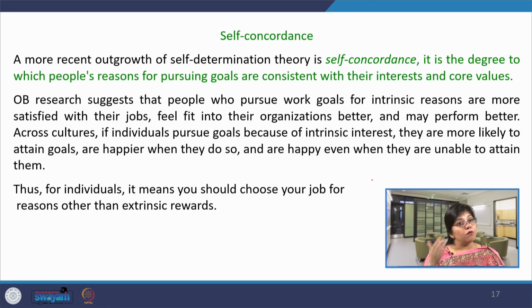That means, when they are performing the job in alignment with their core values and even if they fail to perform the job, still they are happy because they could align their core values with the job and they are not much bothered about the outcomes. So, this is about self-concordance. It is about an individual's core values in conjunction with the core values of the organization or the task. So, for individuals it means you should choose your job for reasons other than extrinsic rewards. In self-determination theory, extrinsic rewards have no significance, but more focus is on intrinsic rewards.